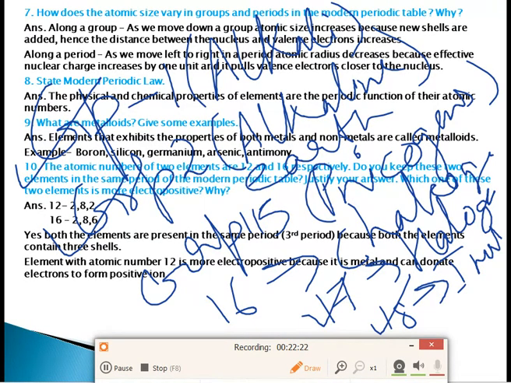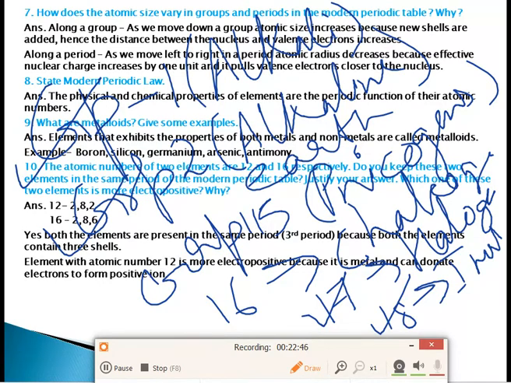Now, the general thing is, what are metals? You all know that metals are the electropositive elements and they can lose electrons. Non-metals are electronegative. They gain electrons. Next, metalloids, we have already discussed, are the elements which show some properties of metals and some properties of non-metals. Examples: boron, silicon, germanium, arsenic.